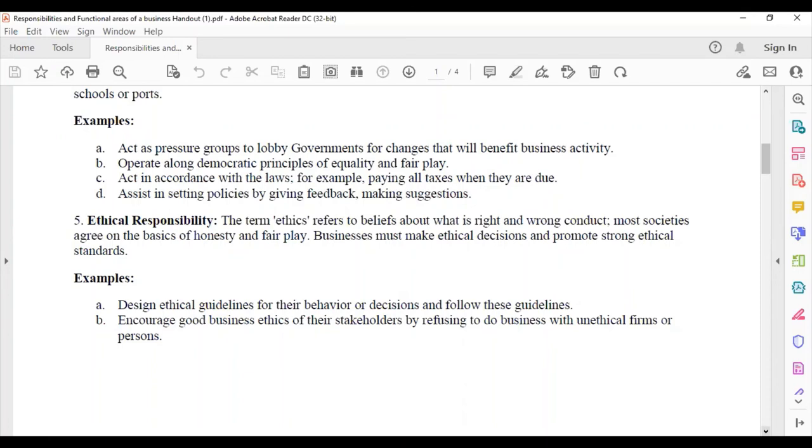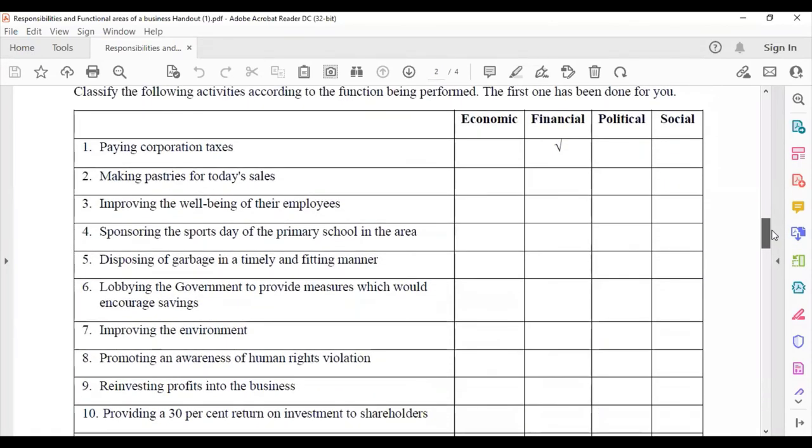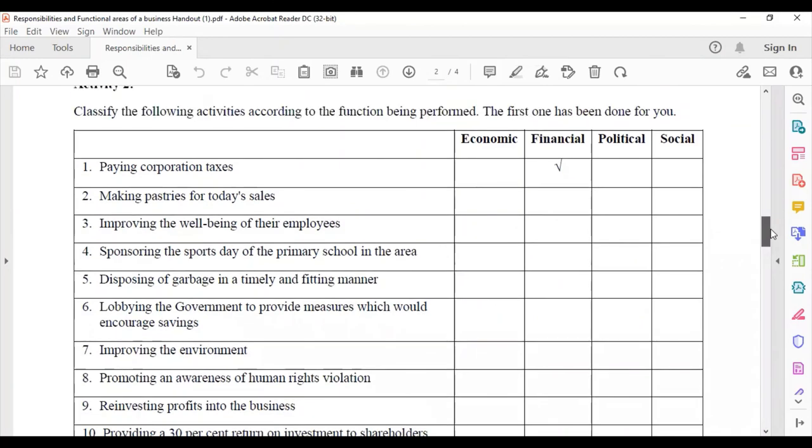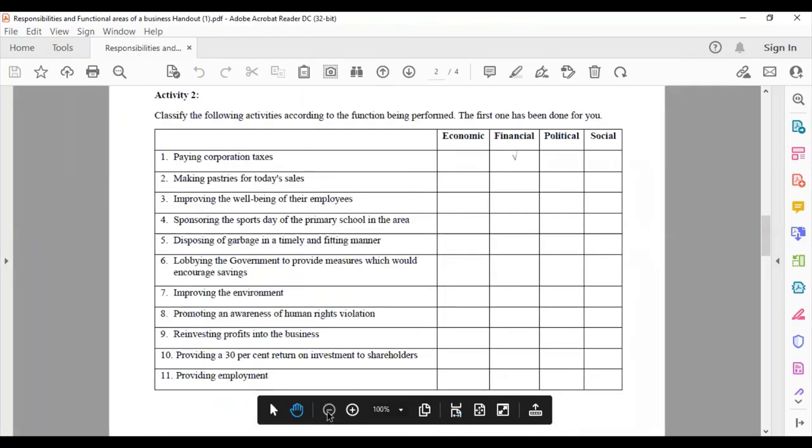So those are the responsibilities of a business. There is this activity here. Let me remain on it for a couple minutes so that you can get this activity done. In fact, this activity will be in your handout. So if you check the handout that you were given, this activity is in your handout so you can test your knowledge. All right. So this is the end of responsibilities of a business.